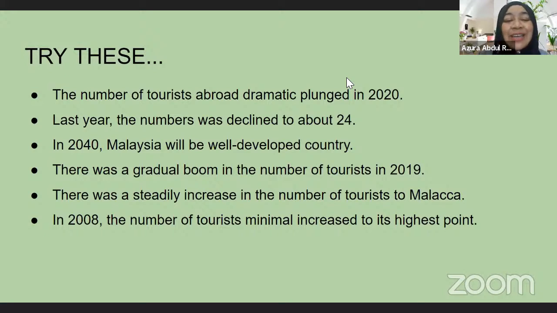Fariha, you can do the next one. In 2008, the number of tourists minimal increased to its highest point. How would you fix this, Fariha? Because I saw your name there just now. Minimal is wrong. Okay, how would you correct it?